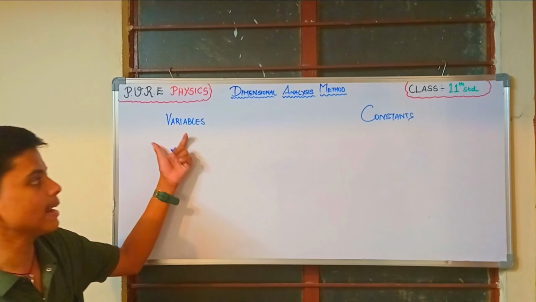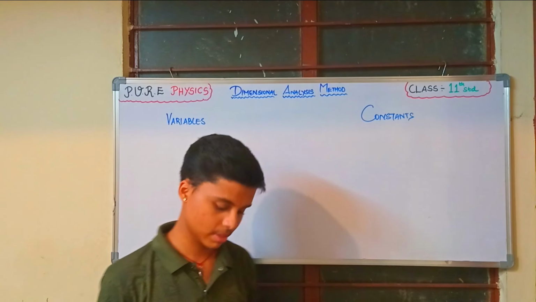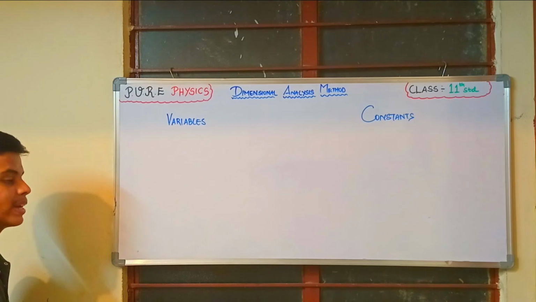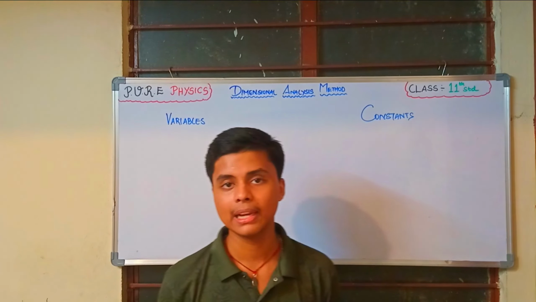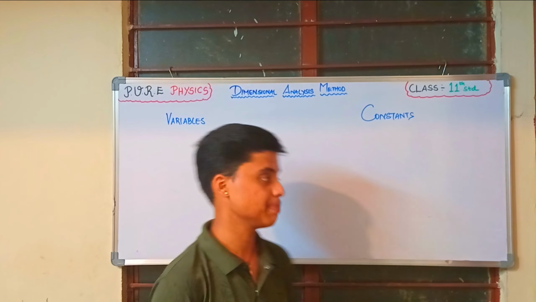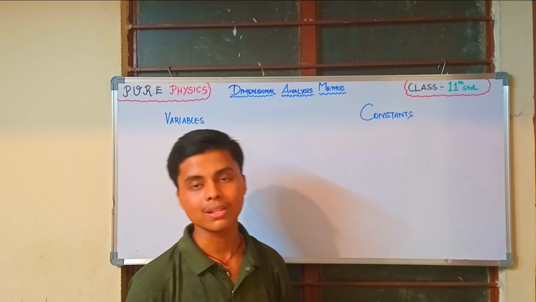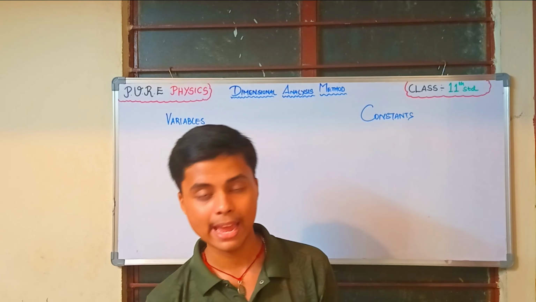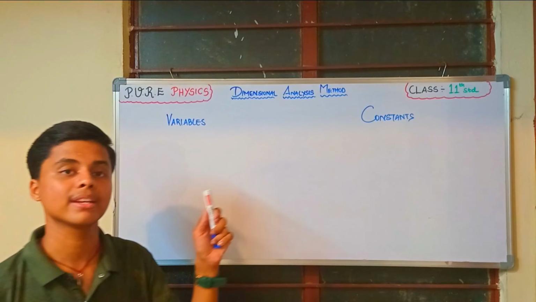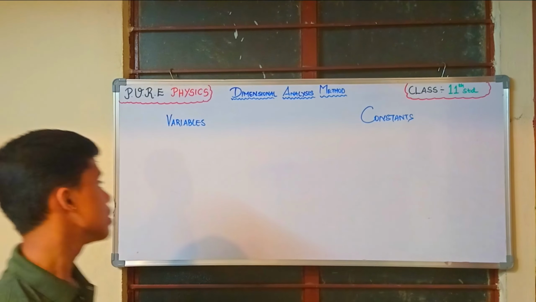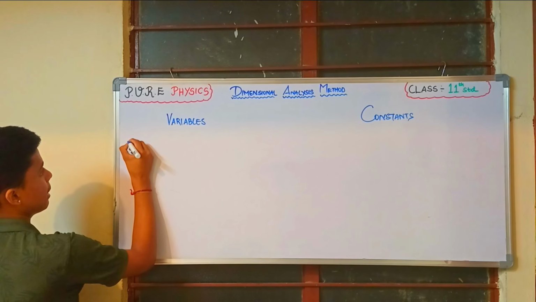One is related to variables and the other one is related to constants. So there are two types of variables: one is dimensional variable and the other is dimensionless variable. And there are two types under constants, that is dimensional constant and dimensionless constant. So first we will see what is a dimensional variable.